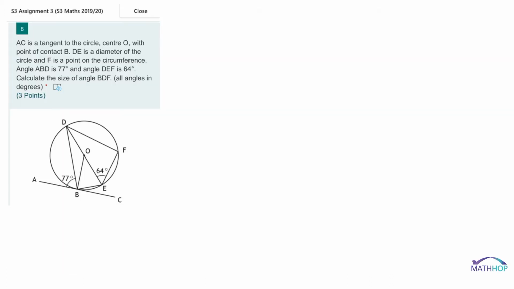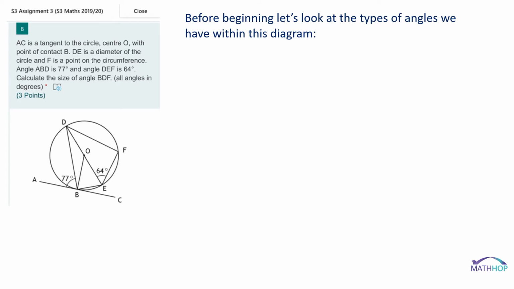All right, if we look at this problem, before we even look, I see this circle and I see there's a bunch of angles in here, and sure, there's some triangles drawn, but what I'm really seeing is this inscribed angle and this central angle. So before we go any further, let's look at the types of angles we have within this diagram, and let's talk about the rules surrounding them.